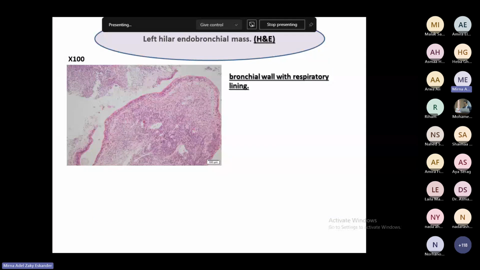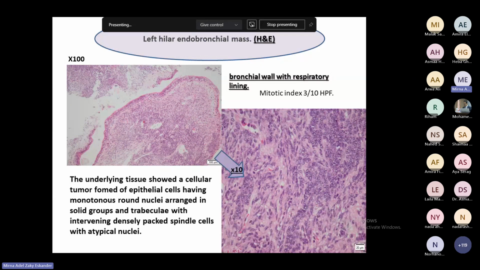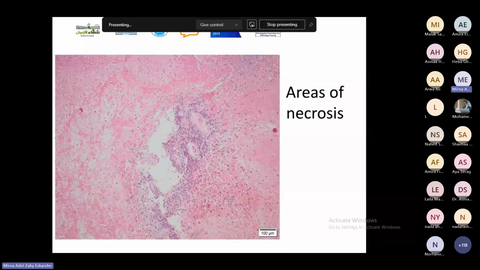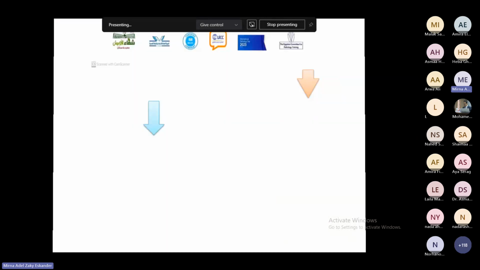Here we can see the third biopsy that was taken from this patient from the left hilar bronchial mass. As we can see here with the power 100, we can see bronchial wall with the respiratory lining. On going high power, we can see the underlying tissue, which showed a cellular tumor formed of epithelial cells having monotonous round nuclei, which are arranged in solid groups and trabeculae, with intervening densely packed spindle cells with atypical nuclei. The mitotic index here is 3 per 10 high power fields. Also, we can see here areas of necrosis among the tumor.